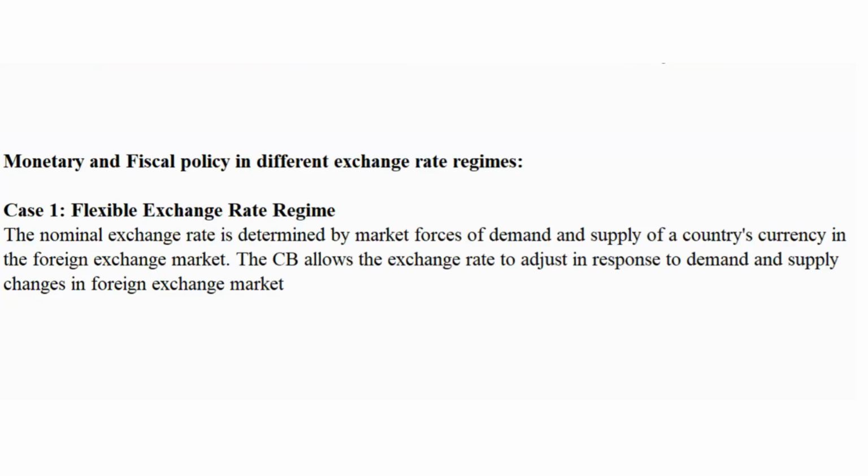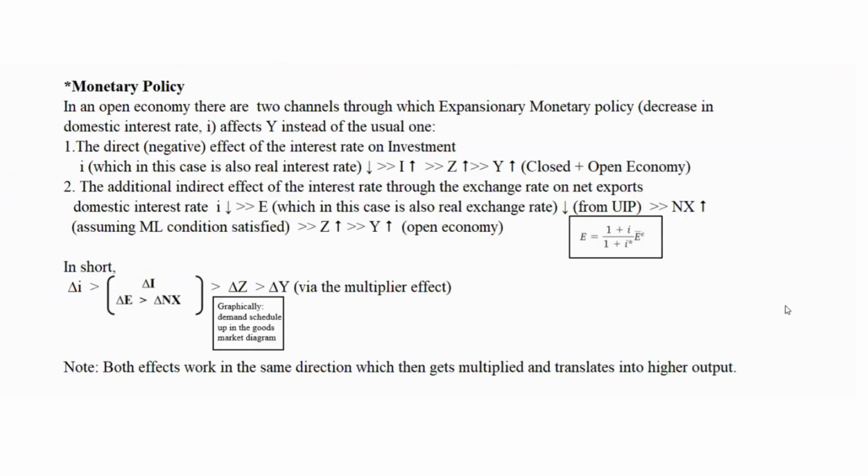We want to look at monetary and fiscal policy in different exchange rate regimes in the Mundell-Fleming model. So we're going to start off talking about a flexible exchange rate regime, where the nominal exchange rate is determined by demand and supply of a country's currency in the foreign exchange market, and the central bank allows the exchange rate to adjust in response to demand and supply changes. So the central bank is not fixing the exchange rate in this case; it's allowing it to freely adjust. So let's discuss monetary policy under such a flexible exchange rate regime.